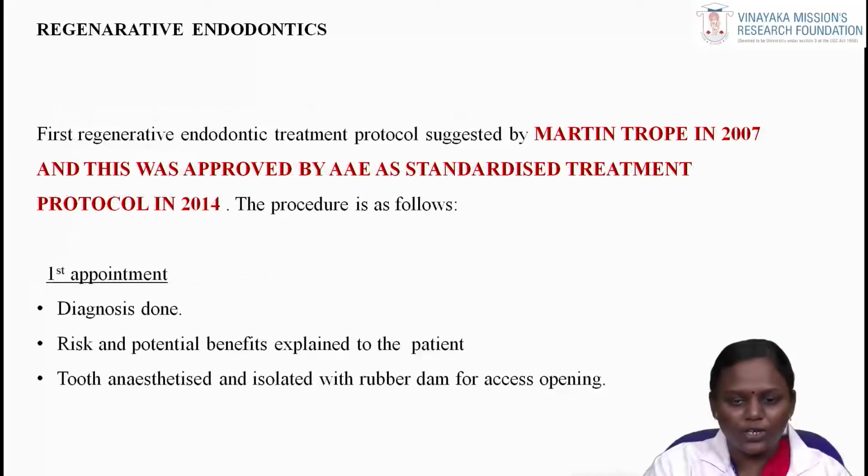Ideally, the concentration of the combination of these three drugs should not be above 1 microgram per ml. The regenerative endodontic treatment protocol was first suggested by Morton Troop in the year 2007, and this was approved by the American Association of Endodontics as a standardized treatment protocol in the year 2014. The procedure is done as follows.